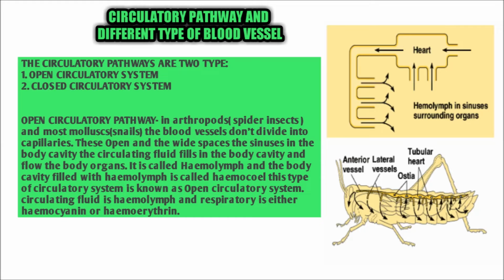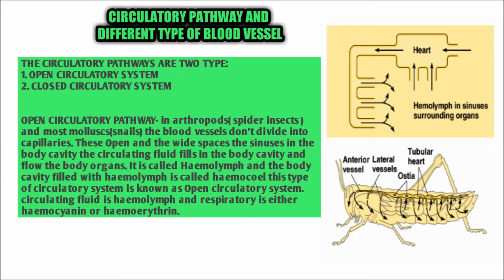Some fluids are colorless, some fluids carry the oxygen, which is the hemoglobin. So different types of fluids, and how they are spread throughout the body. Somewhere the open circulatory system means in this particular pathway there is no capillary part. That means most of the blood vessels don't divide into capillaries. Okay, so directly the body fluids come and spread throughout the body. In that case, that is known as the open circulatory system.